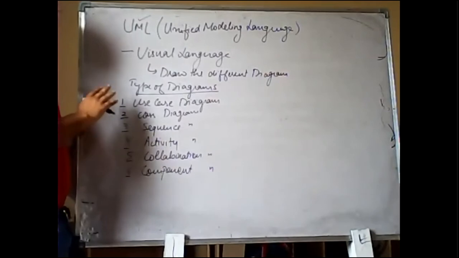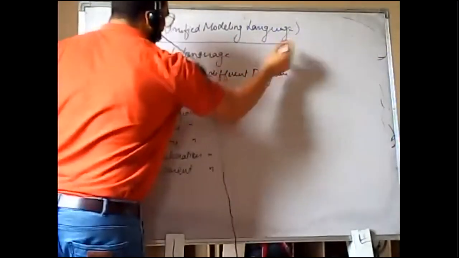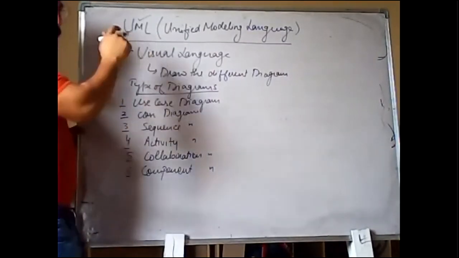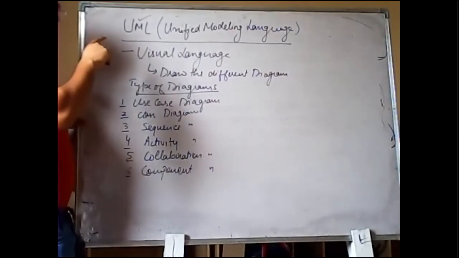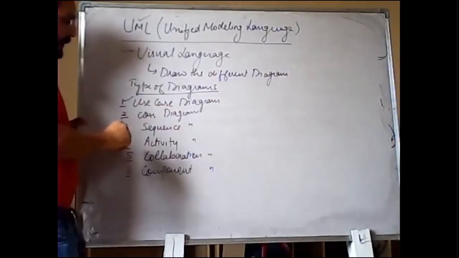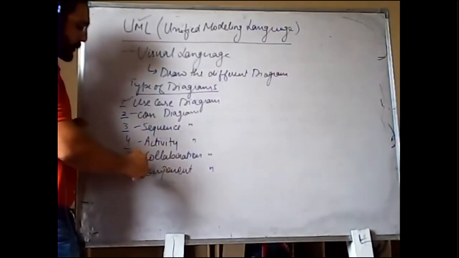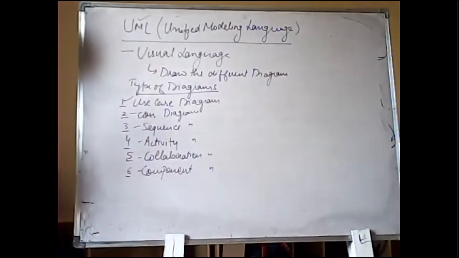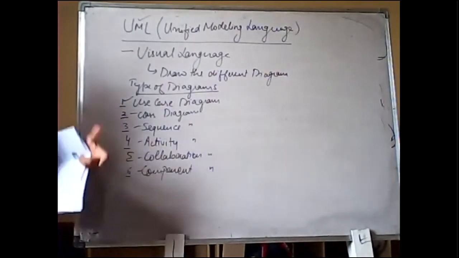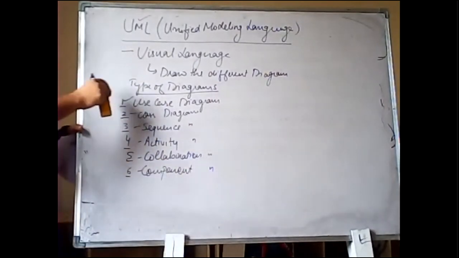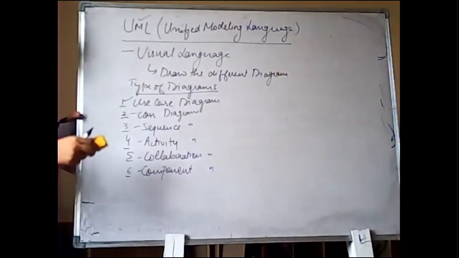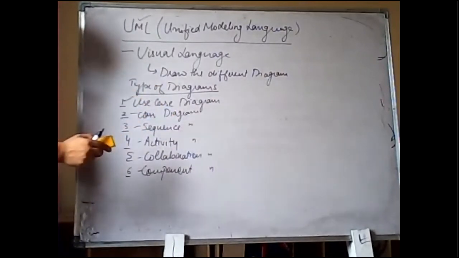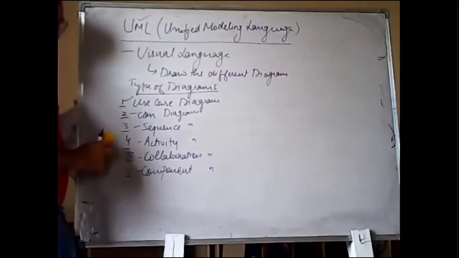I showed you the interface of this UML while we were performing a practical yesterday. The next practical is on UML, and we have to draw these diagrams: use case diagram, class diagram, sequence diagram, activity, collaboration, and component. We only have to drag and drop the symbols, but we must have the knowledge of our project: how the data will flow, how our project will flow from one state to another state and reach the destination. That we have to show in these diagrams.